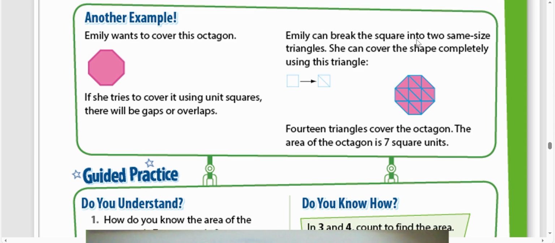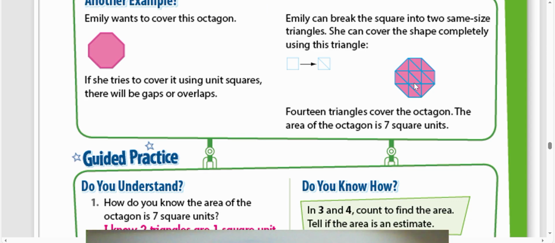We can break the square into same-size triangles. We can divide it and count all the triangles inside it to find the area. 14 triangles cover it here, then the area of the octagon will be 7 square units, because two triangles combine together to get a square. Right, practice here. How do you know the area of the octagon is 7 units? We know we divided this octagon into parts.